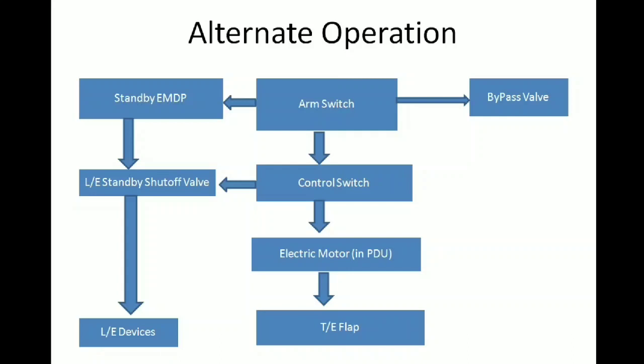Then we will operate the control switch either up or down. When we operate it, the electric motor of PDU starts to operate, by which the trailing edge flap starts to move.